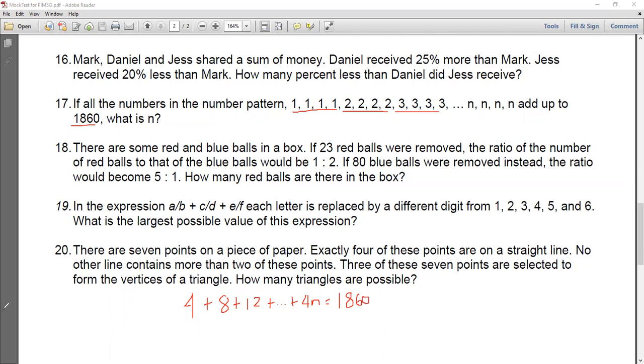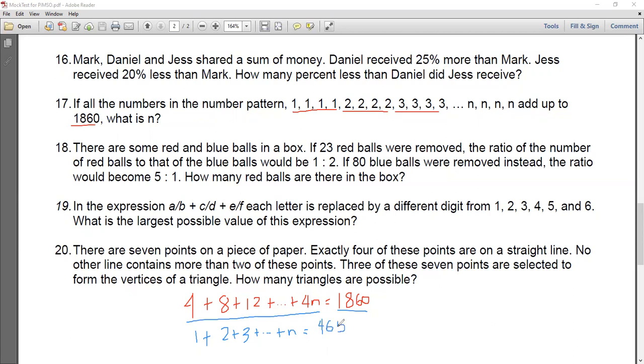Now, what are we going to do here? We divide everything by 4. Kasi in this addition sentence, we can divide the numbers by 4. So if we divide this by 4, we also divide this by 4. So in that case, this will be 1 plus 2 plus 3 plus, okay, plus n is equal to 1,860 divided by 4, and that would be 465.